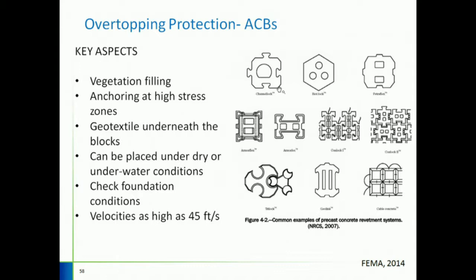And we place a geotextile underneath these ACBs. And this is important. They can be placed under dry or wet underwater conditions. And we need to make sure that there is a competent foundation material underneath the ACBs. And the velocity is as high as 45 feet per second. This is not a typical common velocity. It's just to say that they can go as high as 45 feet per second.